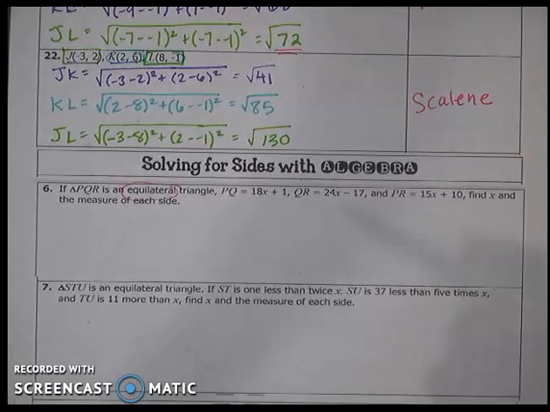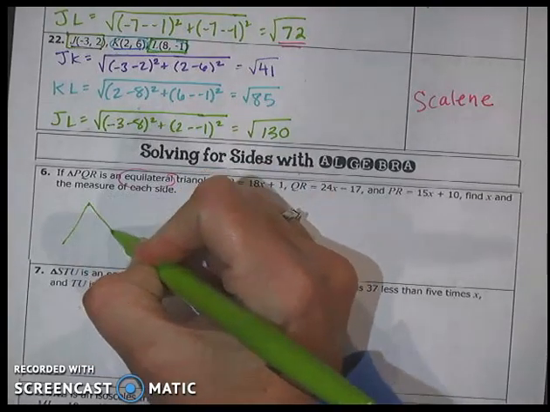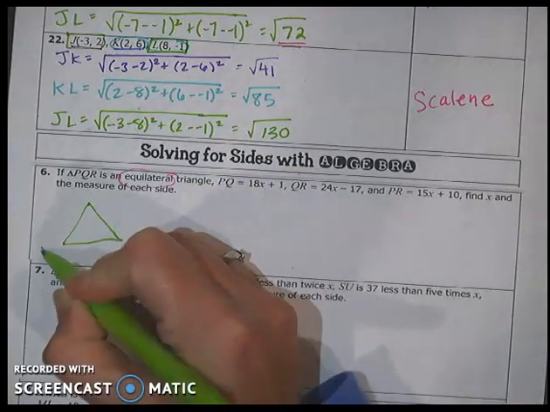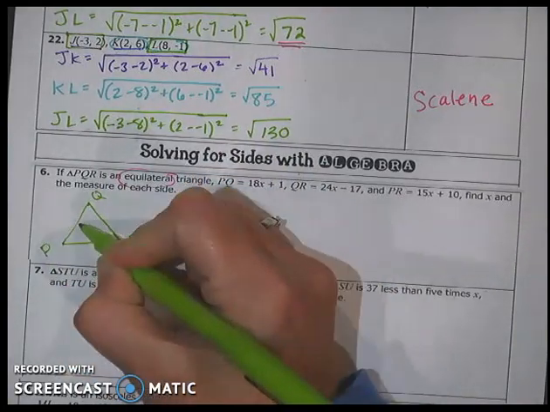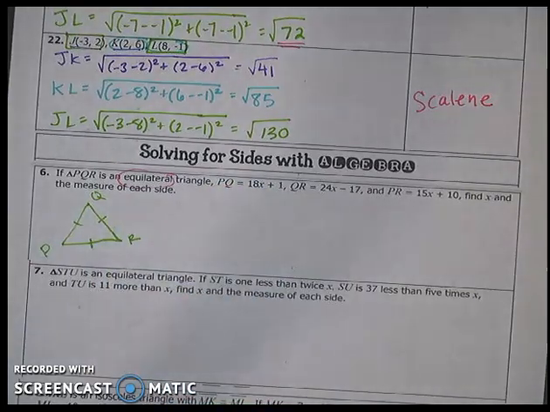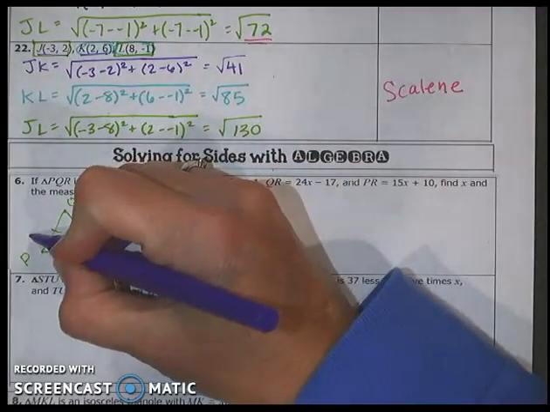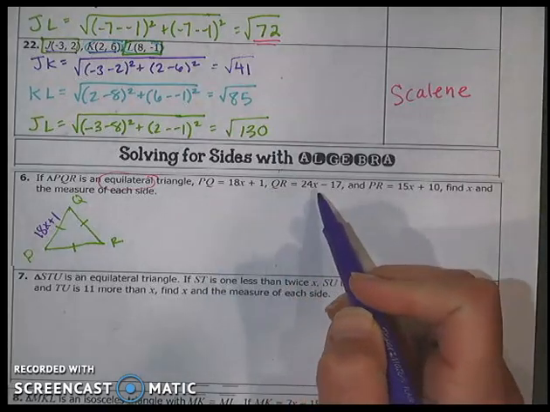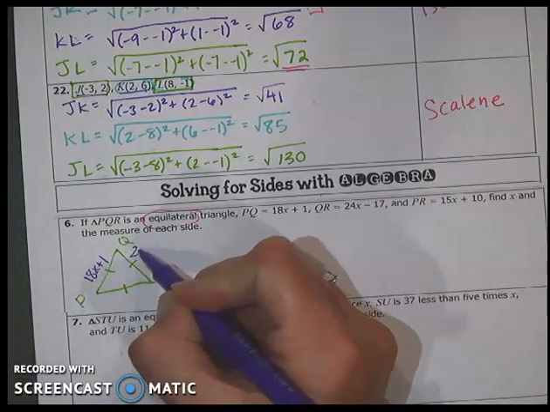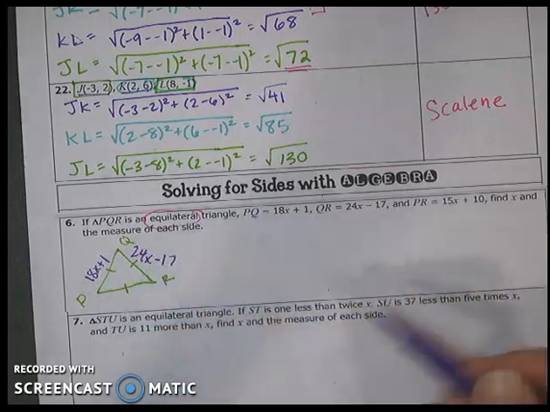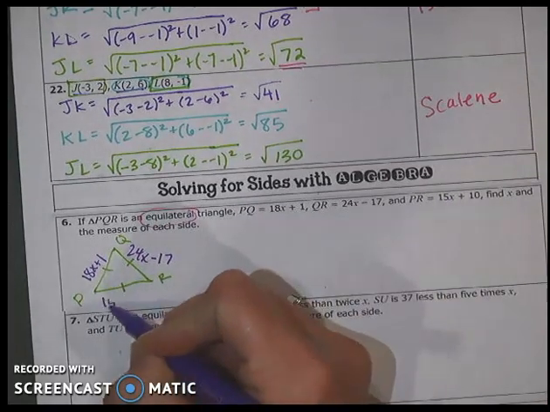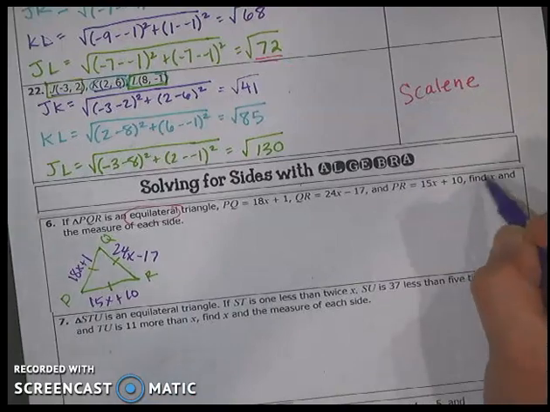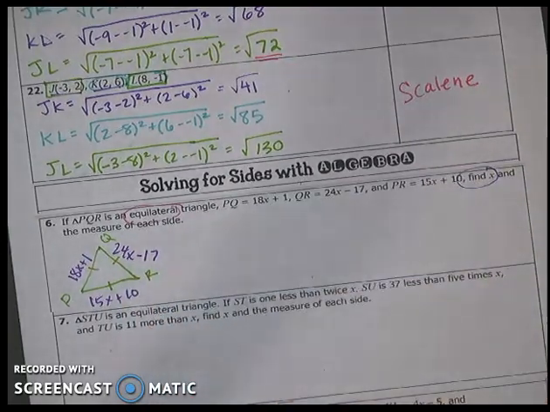So before I even go any farther, if it helps you to do so, you could go ahead and draw triangle PQR, and I know that it's equilateral, so I know that all sides are the same. It then tells you that PQ is 18x plus 1. It tells you that QR is 24x minus 17, and PR is 15x plus 10. We are to find x and the measure of each side.